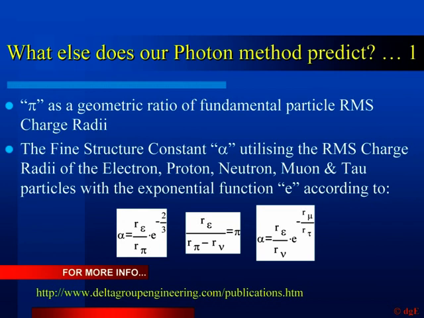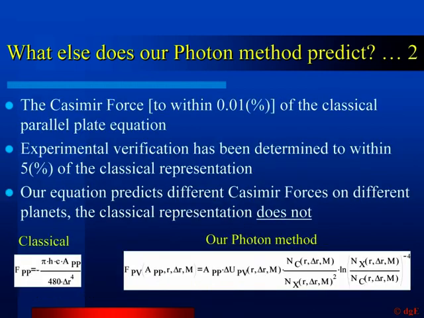1. Pi, as a geometric ratio of fundamental particle root mean square charge radii, and 2. The fine structure constant utilizing the root mean square charge radii of the electron, proton, neutron, muon and tau particles with the exponential function according to the equations shown. Additionally, it shall be illustrated that the same approach used to quasi-unify particle physics in terms of mass energy and radii, also produces the Casimir force for a classical parallel plate experiment, in agreement with precise physical measurement.